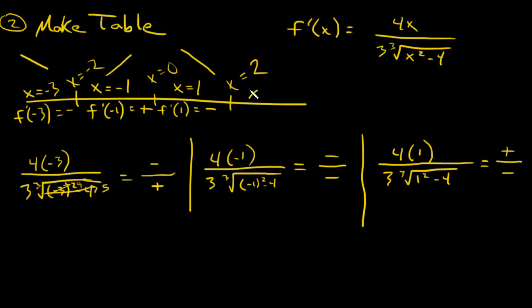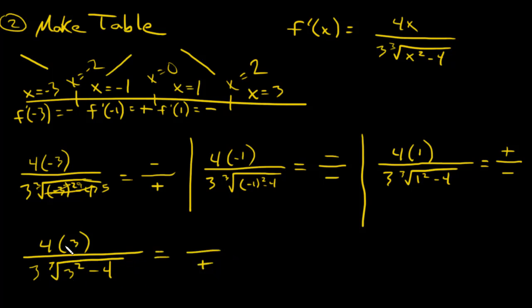Alrighty, whew. Last but not least, a test value greater than 2. How about x equals 3? So for x equals 3, I'm going to get 4 times 3, and then it's going to be 3 on the cube root of 3 squared minus 4. 3 squared is 9, minus 4 is positive, cube root of positive is positive, 3 times positive is positive, so that is a positive. 4 times 3 is positive. Positive divided by positive is positive. So f prime of 3 is positive, which means I'm getting an increasing behavior to the right of x equals 2.